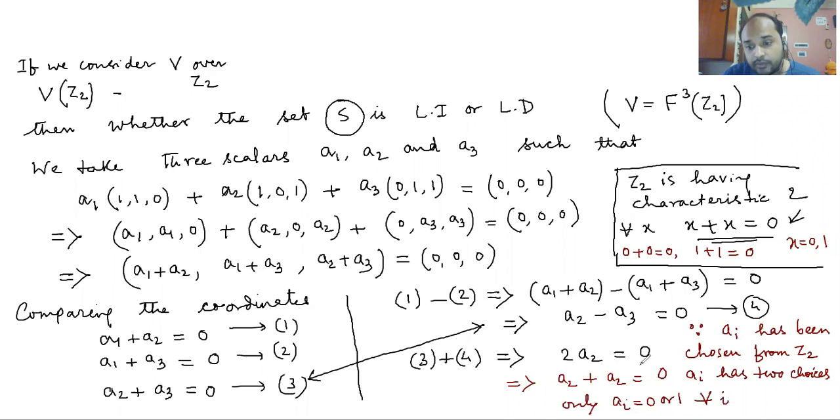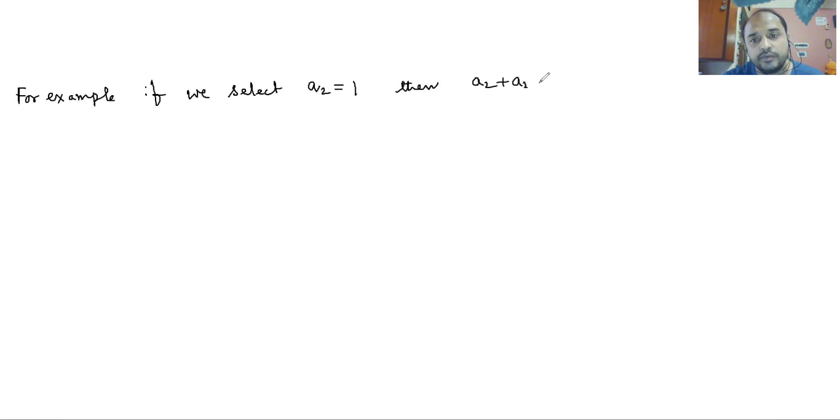Okay, so that means A2 is not necessarily equal to 0. An individual element may not be 0. Since for Z2, if we consider A2 to be 1, then 1 plus 1 is 0, but A2 is not equal to 0. I'm explaining this in the next page. For example, if we select A2 equal to 1, then A2 plus A2 is equal to 0, but A2 is not equal to 0.